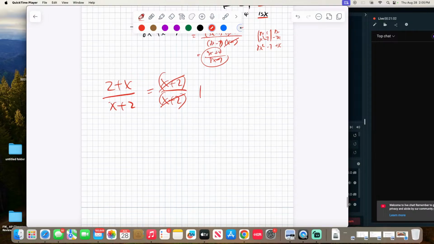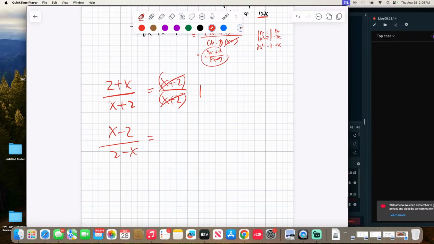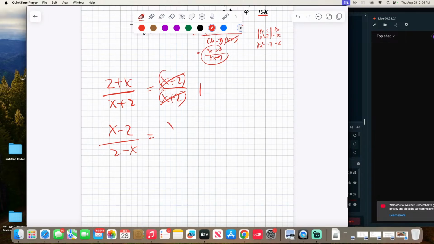Now here's my question. Can x minus 2 and 2 minus x cancel? No. But can I do some adjustment? How do I do adjustment? Negative power. Pull the negative out. Good. So x minus 2, this one stays the same. The bottom part is 2 minus x. So I can take out a negative sign, x minus 2.